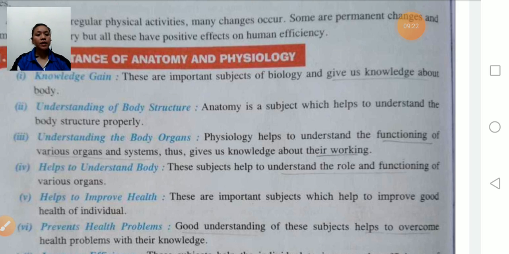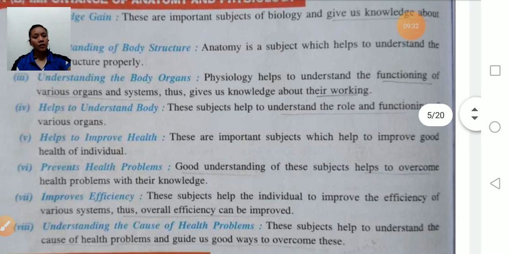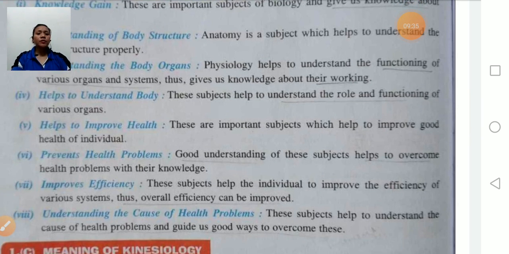Helps to improve the health. It helps to improve the health of an individual. If we know about our body, automatically it helps us to improve our health. Prevent health problems: good understanding about our body. If we have knowledge about our body, our internal organs, etc., then it will help to overcome health problems with that knowledge.